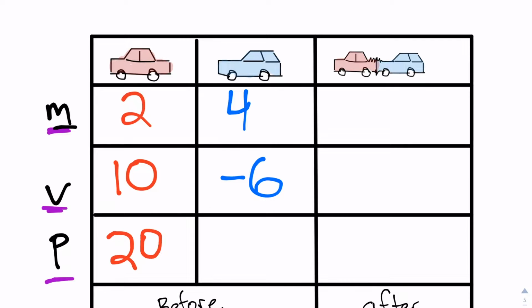Mass is 4. Velocity is negative 6. 4 times negative 6 is negative 24. So we've completed step 2. We've calculated the momentum of each object before the collision.